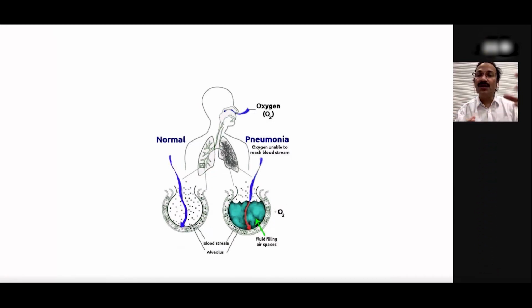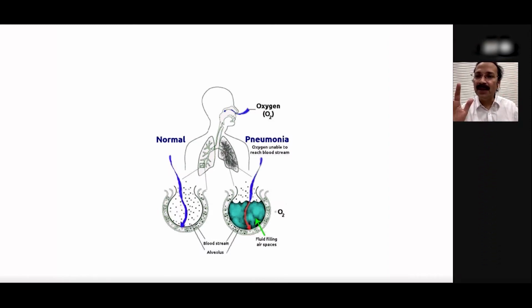Okay, so the oxygen requirement is more when he exerts, what we call the work of breathing, but the supply of oxygen is not as much as is required. So there is exertional breathlessness, there is a cough with expectoration, and there is fever. This is the stage of congestion. X-ray will show a patch, inhomogeneous, no shift of the mediastinum.